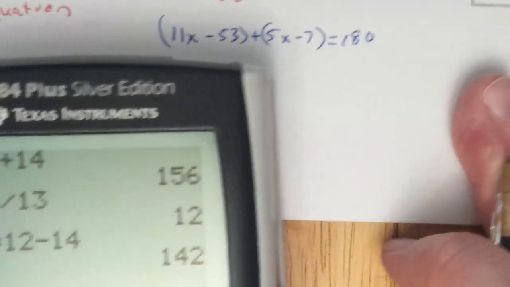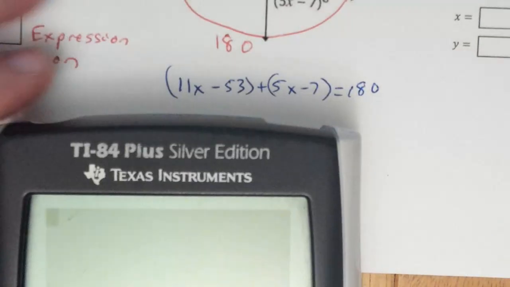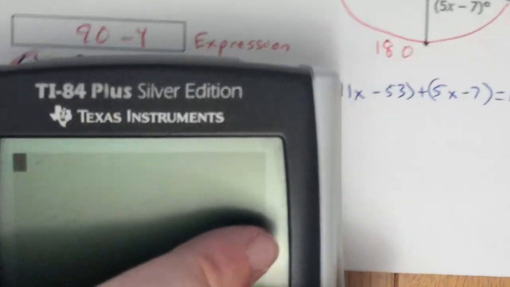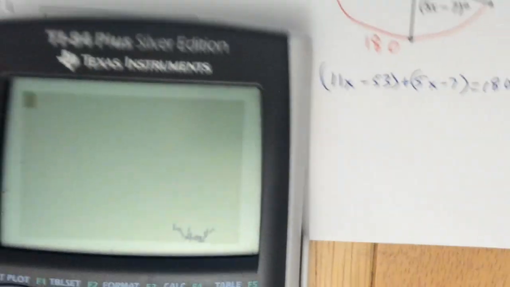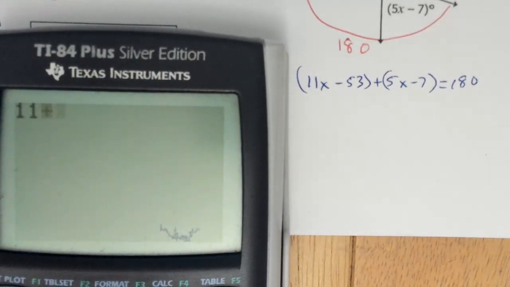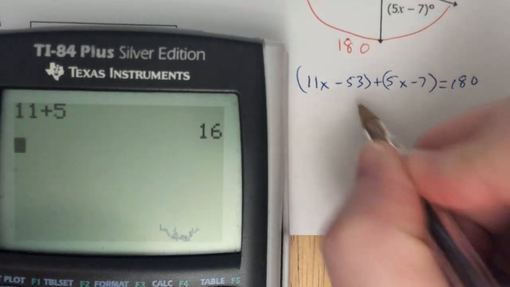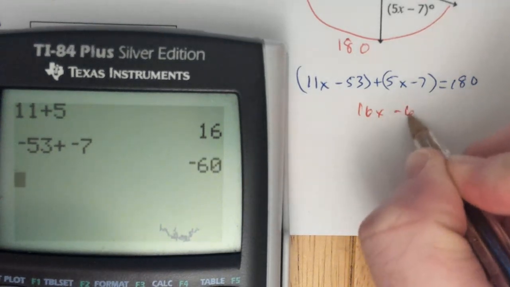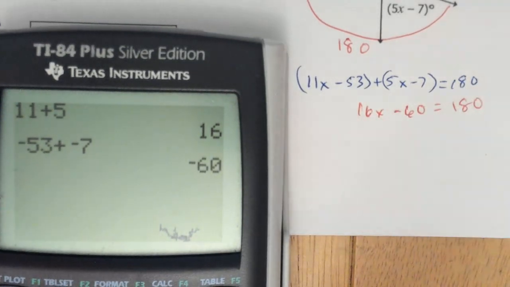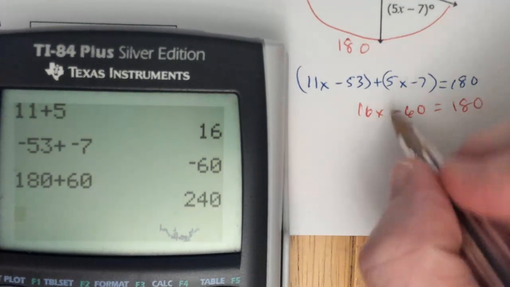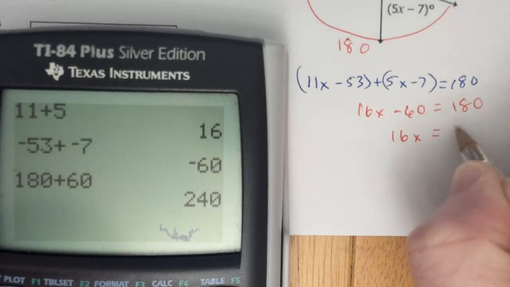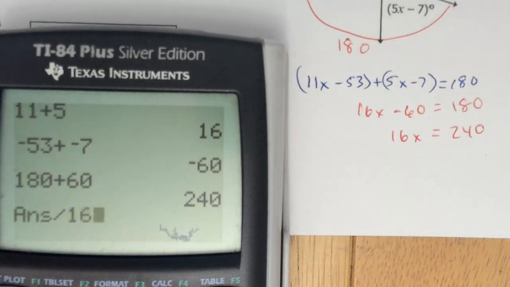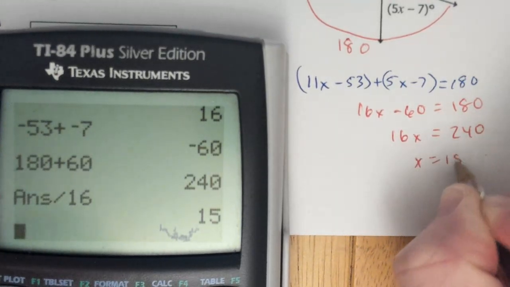Okay, so you can see what I'm doing. All right, so we're going to move this here and zoom out a little bit. Okay, so we have 11 plus that 5. We get 16x, negative 53 plus that negative 7, we get minus 60 is equal to 180. We're going to add that 60 to both sides. We get 16x is equal to 240. Divide by 16, and x equals 15.